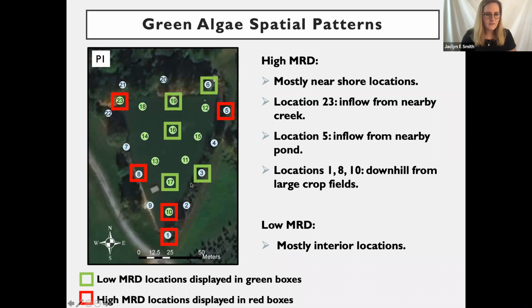For example, if you look in the southern portion of the pond here, we have location number 1, 10, and 8. These are all located for the most part slightly downhill and right adjacent to a crop field, so they likely receive some type of runoff during large rainfall events. As well, location number 5, up here, has an inflow pipe, which pulls water from a nearby pond, which is creek fed. And location number 23 is actually a really shallow location. It has lots of aquatic vegetation, and it also has a really small inflow point, which is fed by an ephemeral creek.